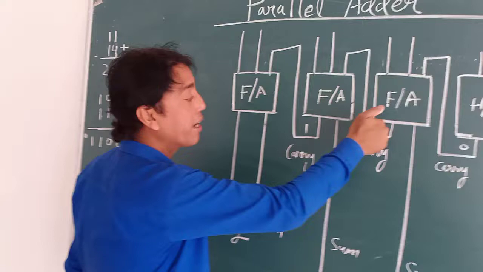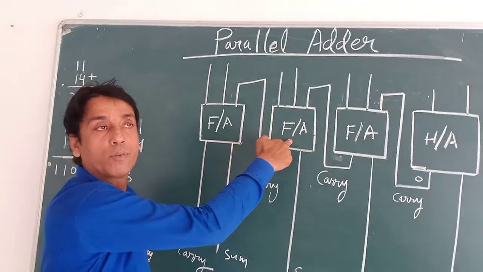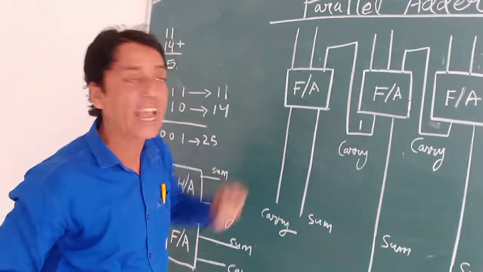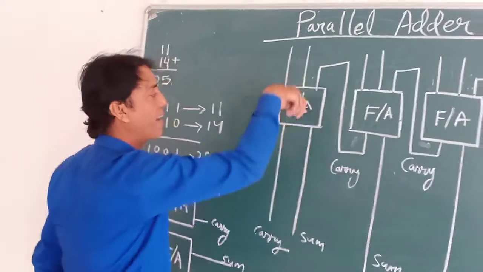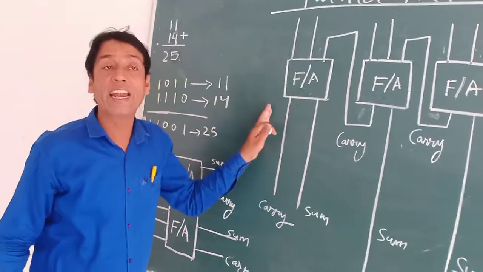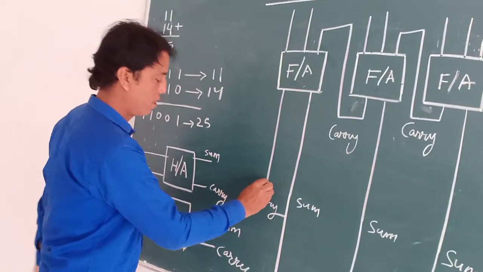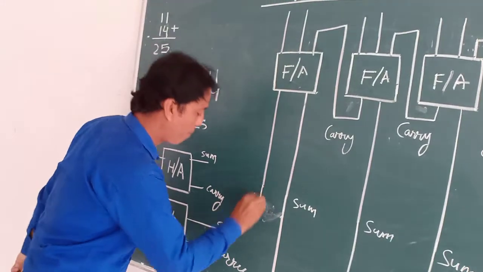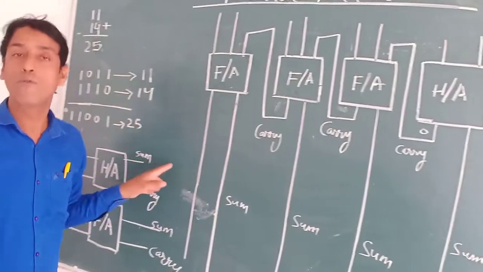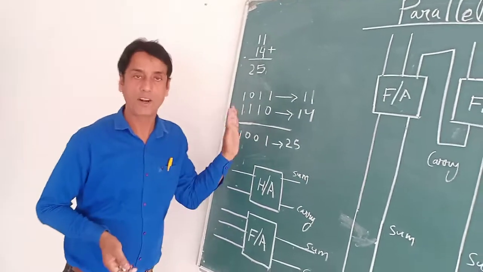You see, the carry is again connected with the input line of the next full adder. This full adder will also produce sum and carry. The carry of this full adder is also connected with the first input line of the last full adder, and the sum line and the carry line of the last full adder are sent as output of the parallel adder. So this parallel adder has 1, 2, 3, 4, 5 output lines. Look how it processes our data.